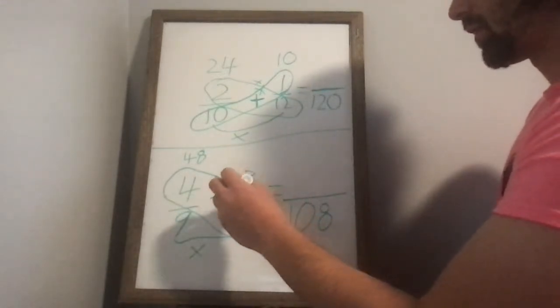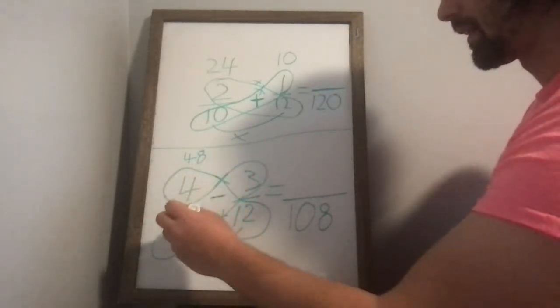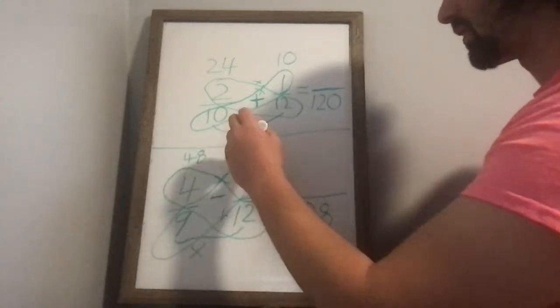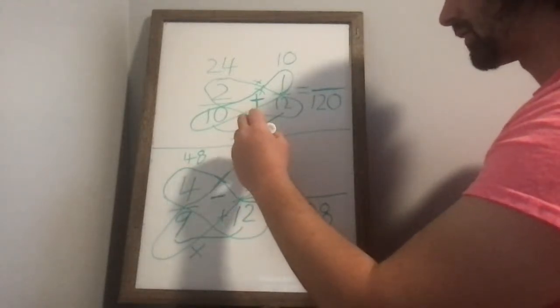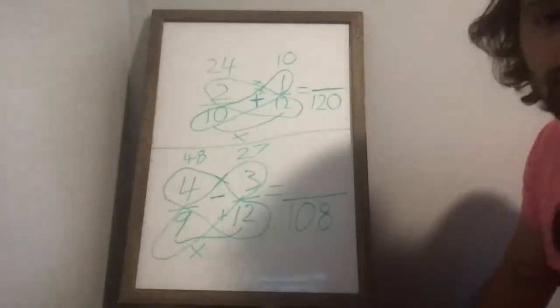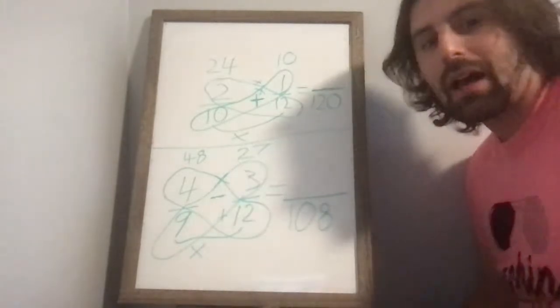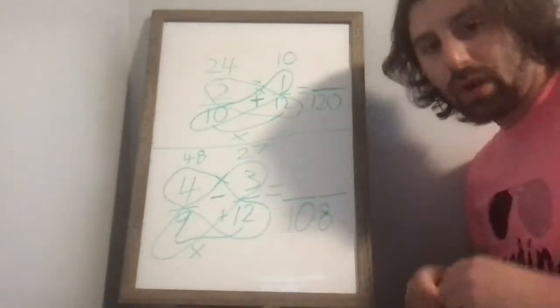Here again, 3. Now we are multiplying 3 times 9. 3 times 9 is 27. So we put the 27 above the 3/12. So far, all the steps have been exactly the same. But now we're going to rock out with the one step that's different.